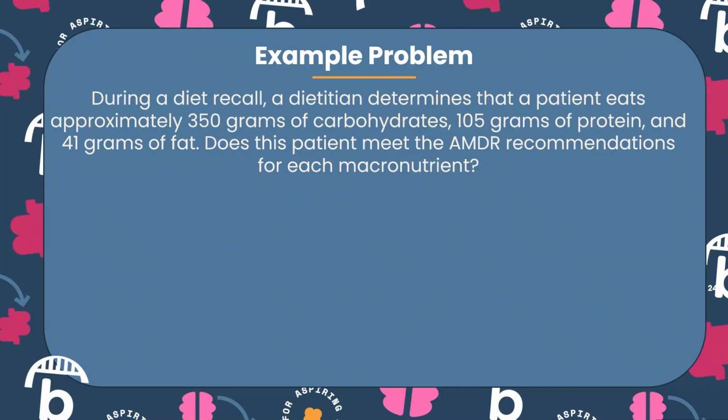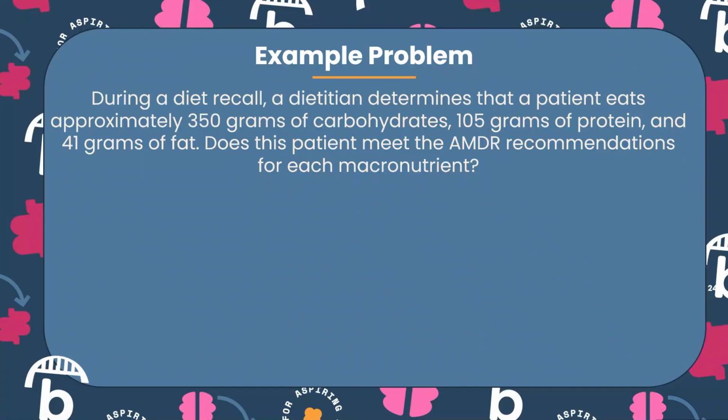During a diet recall, a dietitian determines that a patient eats approximately 350 grams of carbohydrates, 105 grams of protein, and 41 grams of fat. Does this patient meet the AMDR recommendations for each macronutrient? Remember the ranges, try to convert each macronutrient to calories, and I'll be right here to go through it with you.